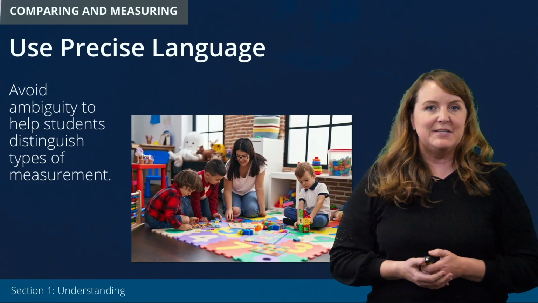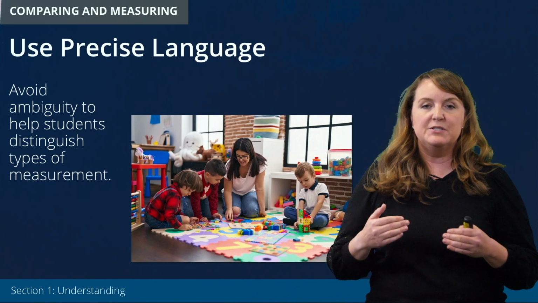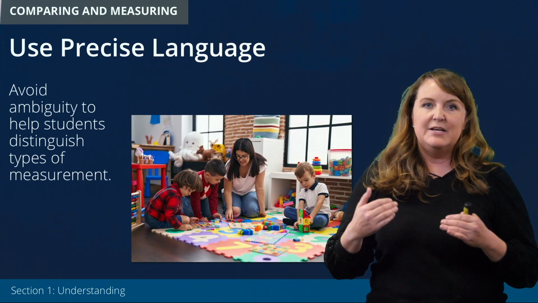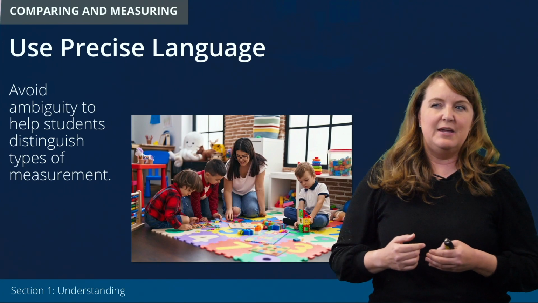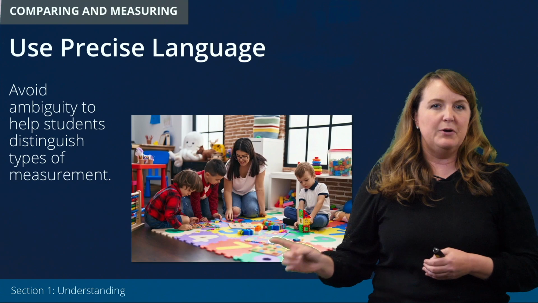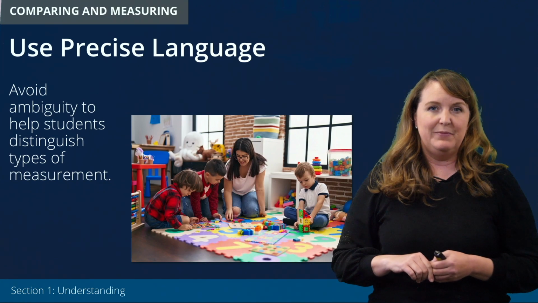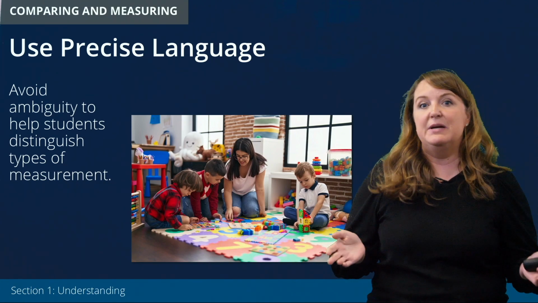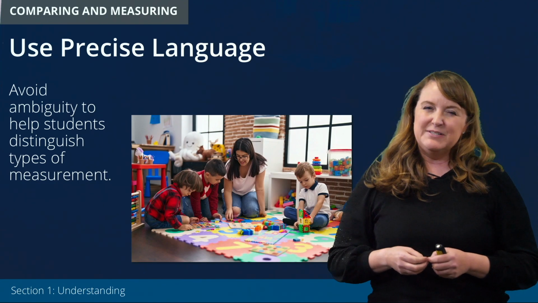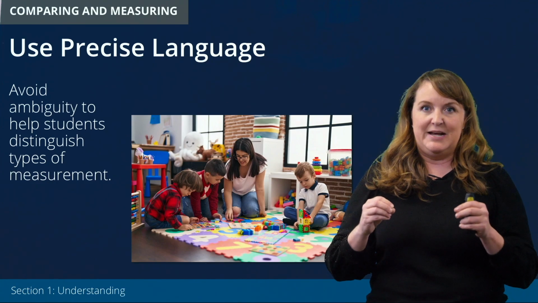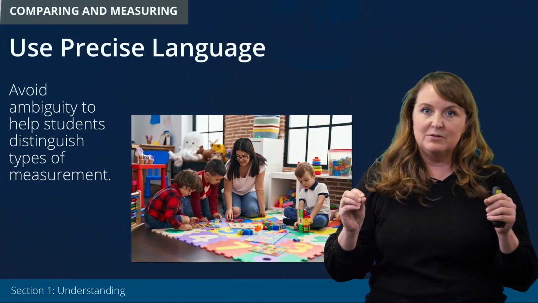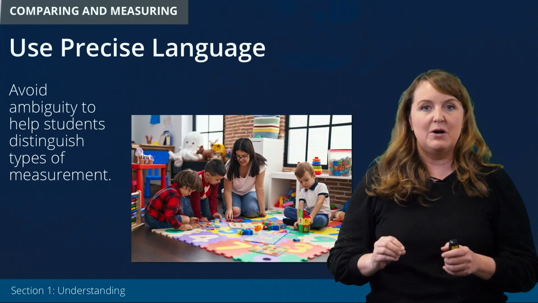One of the other things that I'd like you to think about as we focus on early measurement is being precise with our language. I want you to go back to thinking about when I showed that stapler compared to the marker. Instead of saying the stapler is bigger than the marker, well, what was I comparing there? I was comparing the length. So it'd be more precise to say that the stapler was longer than the marker.